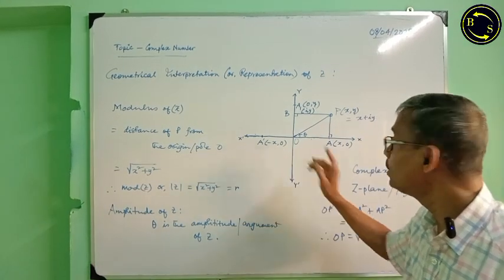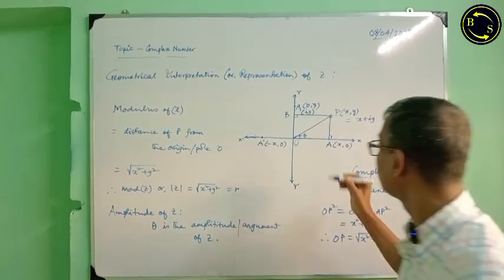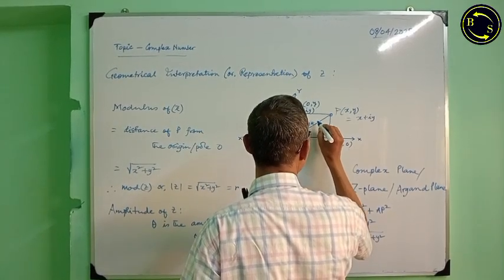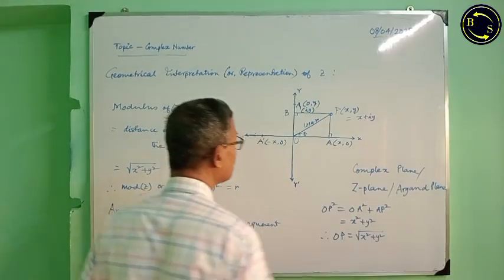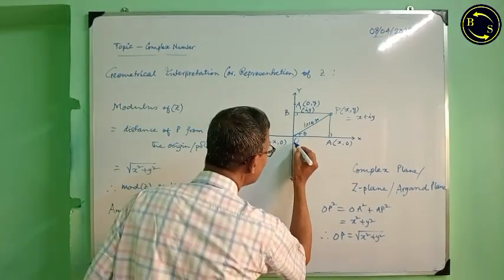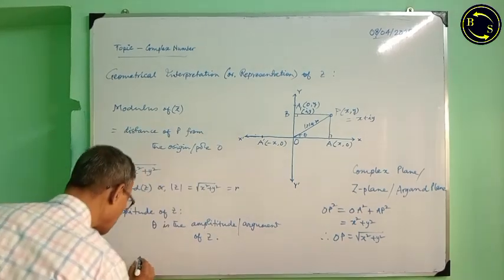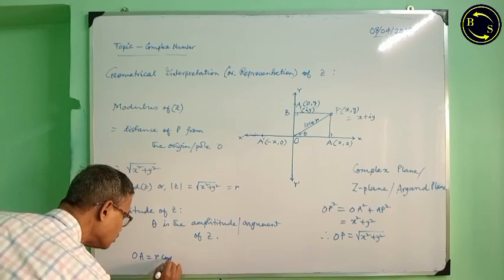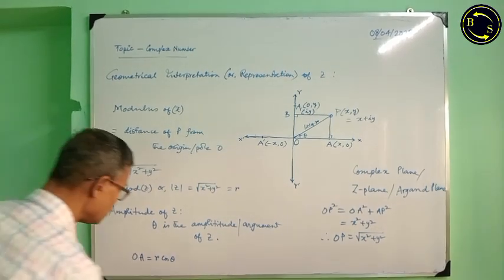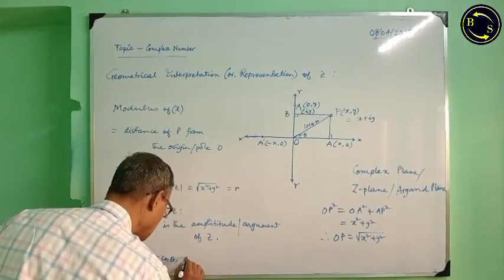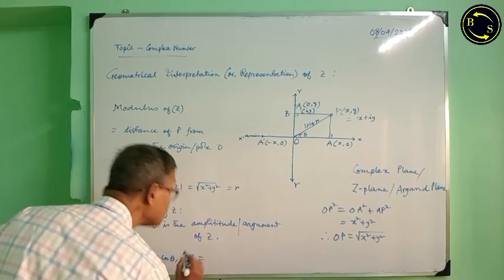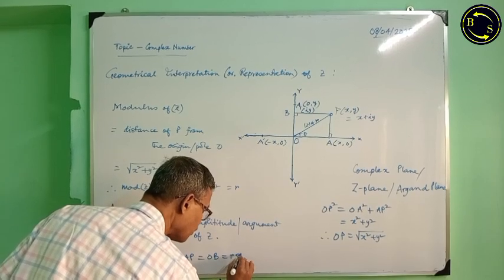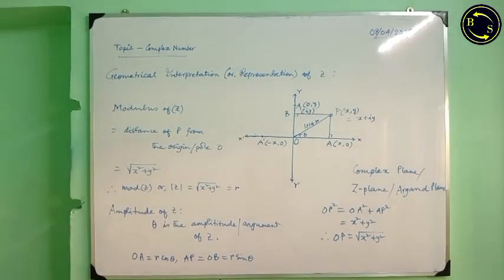Now, if theta be the amplitude and this be mod z or r, then OA is how much? r cos theta. And AP, that is equal to OB, is equal to r sin theta.